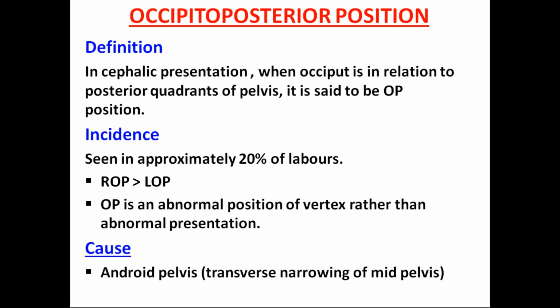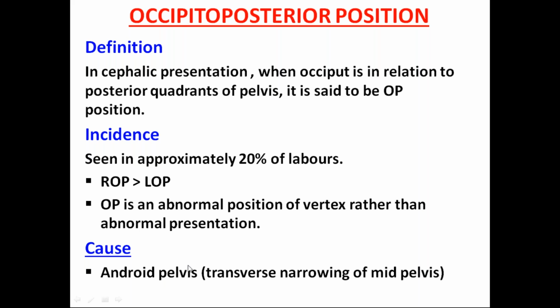And the incidence is, as we have already learned, more than 80% of them present as occipital anterior positions. Only 20% of the cases you see occipital posterior positions. Again, this can be primary or secondary. Primary means when it is present before the onset of labor. Any malpresentation or malposition present before the onset of labor, you call it a primary malpresentation, primary face, primary brow, or something like that. If it presents after the onset of labor, you call it a secondary malposition or malpresentation.